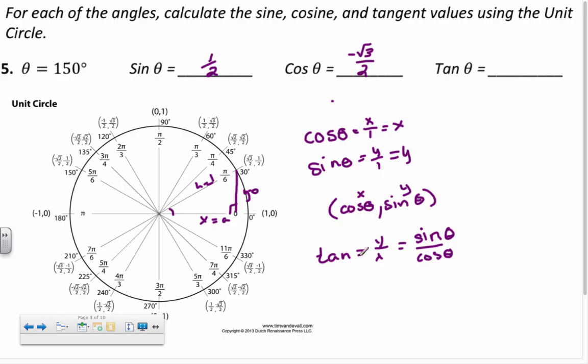Well, there is a shortcut to helping us find this. Instead of taking 1/2 and putting it over negative square root of 3 over 2, we can take just the numerators of both and say this is really 1 over negative square root of 3. Well, I need to rationalize this, and to rationalize that, I'm going to do it right over here off to the side, 1 over negative square root of 3. I would multiply the top and bottom by square root of 3, and I get negative square root of 3 over 3.